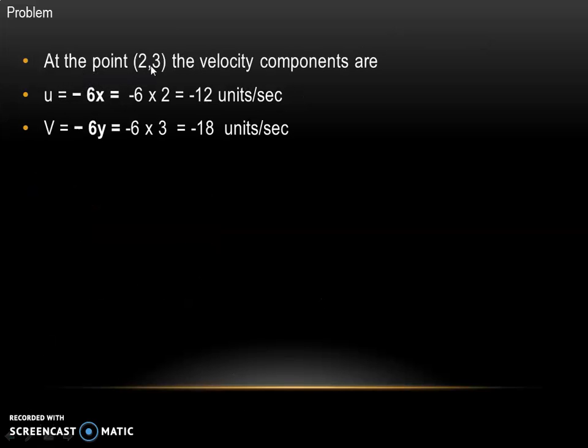So at the point 2, 3, the velocity components will be u equal to minus 6x, which will be equal to minus 6 into x is 2. So it is minus 12 units per second. Here we have written units because we don't know whether it is meter, mm or centimeter. Similarly, v equal to minus 6y, which will be equal to minus 6 into y is 3. So it will be equal to minus 18 units per second.